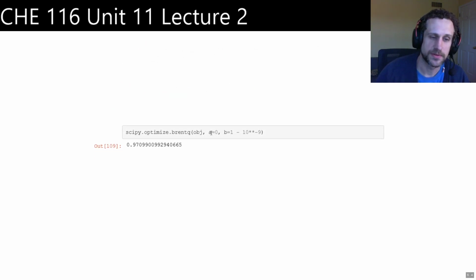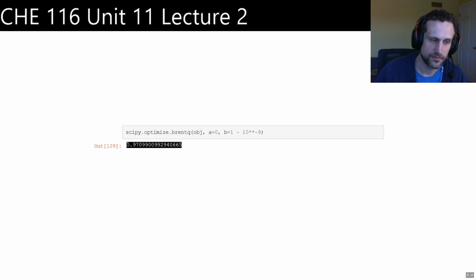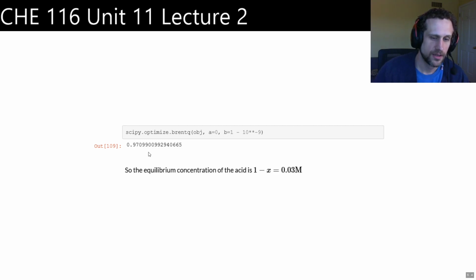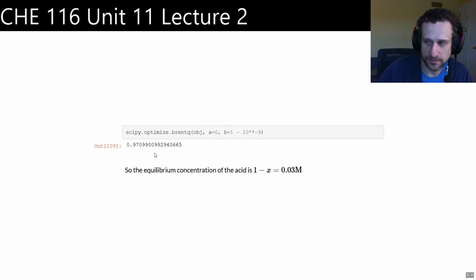So what we do is we go between 0 and a number very close but not quite exactly 1. So I did 1 minus 10 to the minus 9. So it's like 0.999999999. Then if you do that, you get the correct answer, which is that the extent of the reaction is 0.971. So that at equilibrium, the concentration of the acid is 0.03 molar. Okay, so are there any questions on this example?